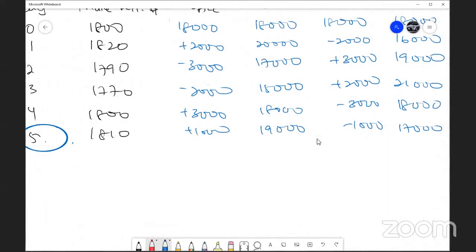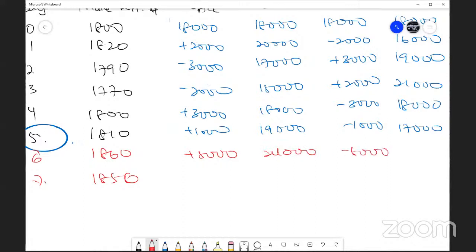The problem here, I think the Prof added on a certain figure. He added on 1860 for day 6. This is extra, for day 6 and day 7. Here is 1850. So 1860 minus 1810 is 50. 50 times 100 is 5,000. Here again $5,000. So here becomes 24K. This one minus 5,000, so here becomes $12,000.